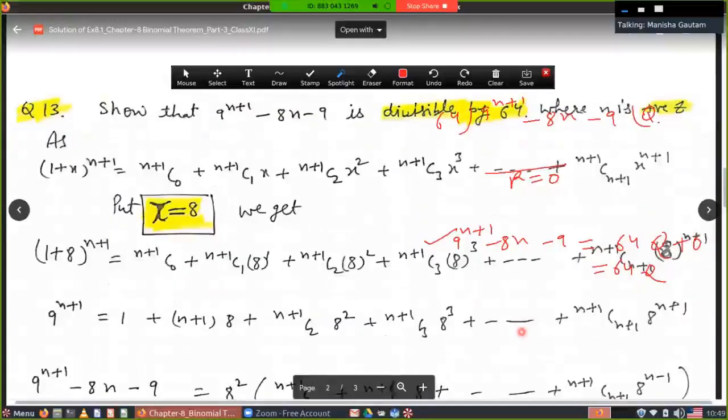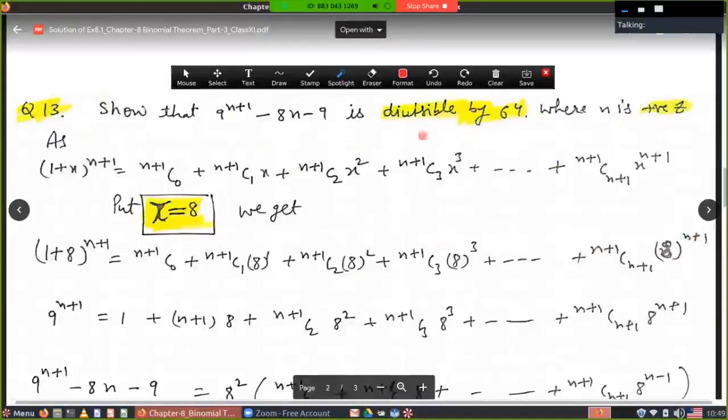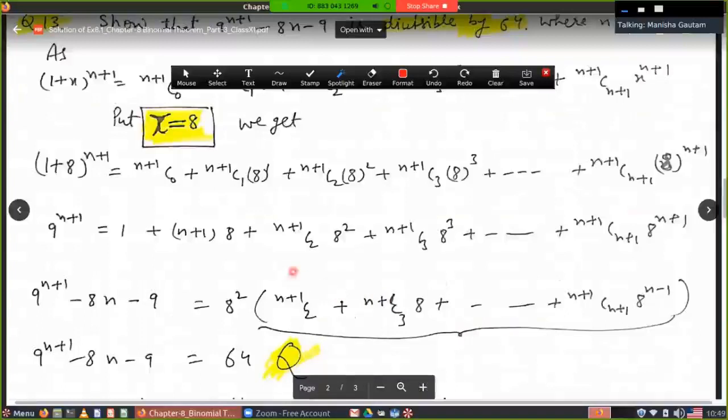Now the solution becomes 9 to the power n plus 1. n plus 1 C0 is 1. N C1 is n, so n plus 1 C1 will be n plus 1, and the other terms are as they are. Now simplify it: it becomes 8n plus 8, and 8 added to 1 is 9. It means 8n plus 9 plus n plus 1 C2, 8 to the power 2, and so on.